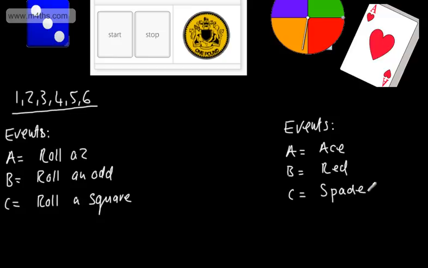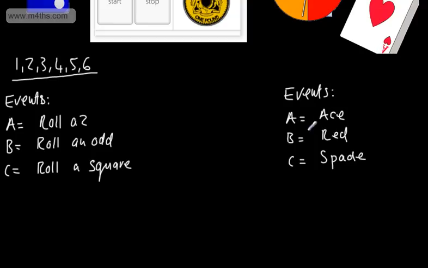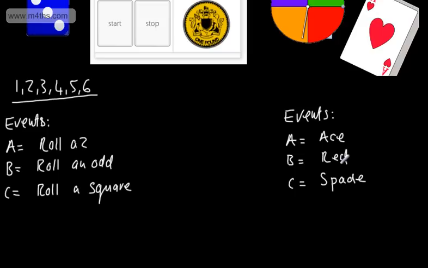So can we have A and B happen at the same time? The answer is yes, as we can have a red ace. We could have the ace of hearts or the ace of diamonds. So A and B are not mutually exclusive. They can happen at the same time. What about A and C? An ace and a spade? The answer is yes, as there is an ace of spades. So A and C can happen at the same time, so they are not mutually exclusive. What about B and C? Can we have a red card that's a spade? The answer is no, they cannot happen at the same time, as spades are black cards, so B and C are said to be mutually exclusive.